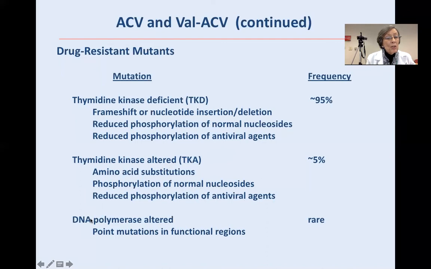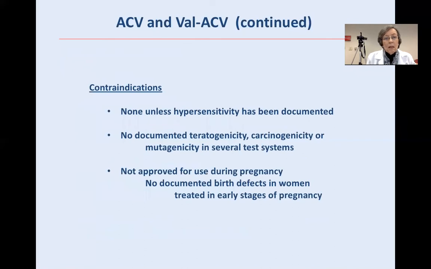And then finally, we can have mutations in the DNA polymerase, which is encoded by these two viruses. And these are point mutations in functional regions, which alter the recognition of the drug by the DNA polymerase. There are no contraindications unless hypersensitivity has previously been documented. We don't have any documentation of teratogenicity, carcinogenicity, or mutagenicity. It is not approved for use during pregnancy, although we have no documentation that there have been birth defects in women who were accidentally treated in early stages of pregnancy.